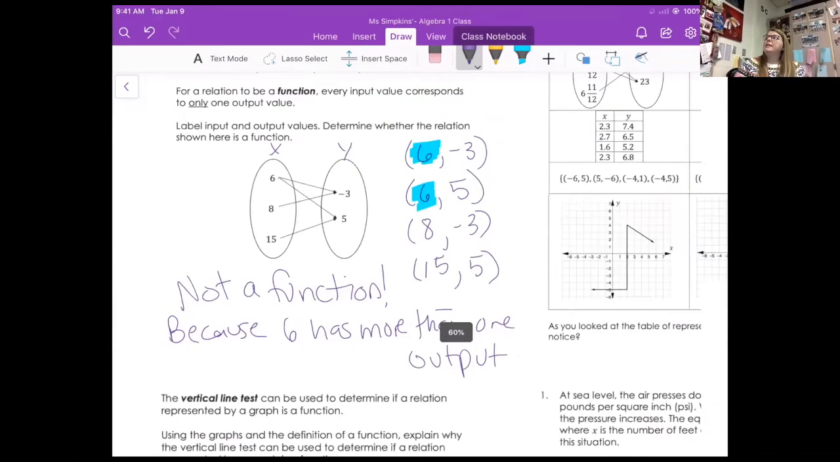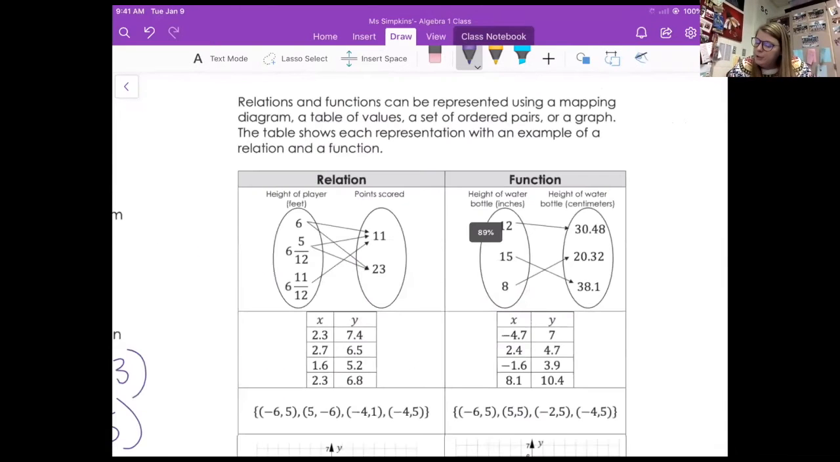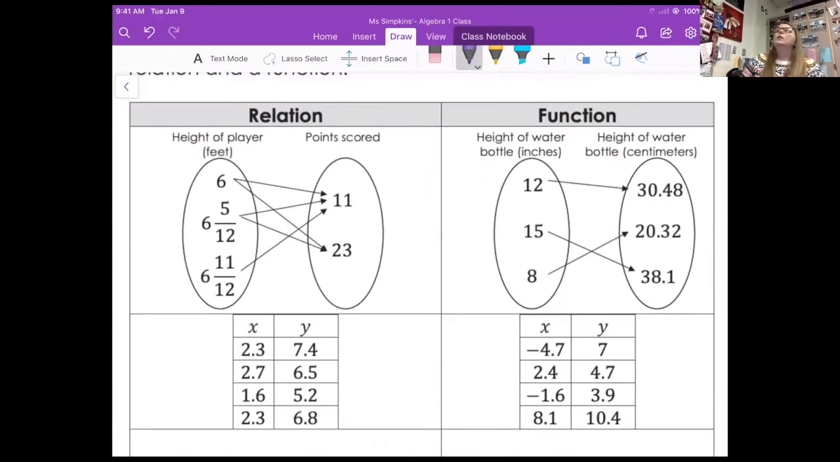So we can actually represent relationships in many different ways. So we're going to look at all the ways we can represent relationships. The first way is a mapping diagram. So on the left is a mapping diagram that's not a function. On the right is a mapping diagram that is a function. And you'll notice the reason why this one is not a function is 6 has 2 outputs and 12 also has 2 outputs. That's not allowed for it to be a function. But for the right-hand side, 12 only has 1 output, 15 has 1 output, and 8 has 1 output. So because that's the case, that would be considered a function.